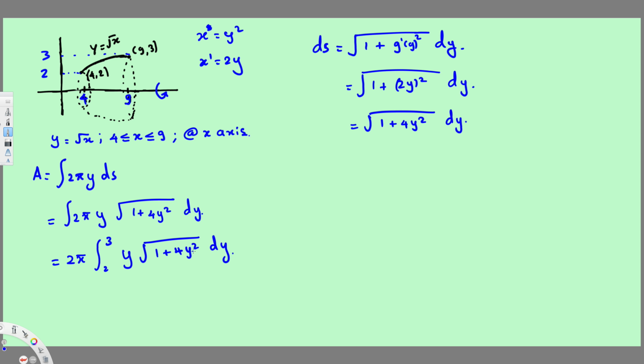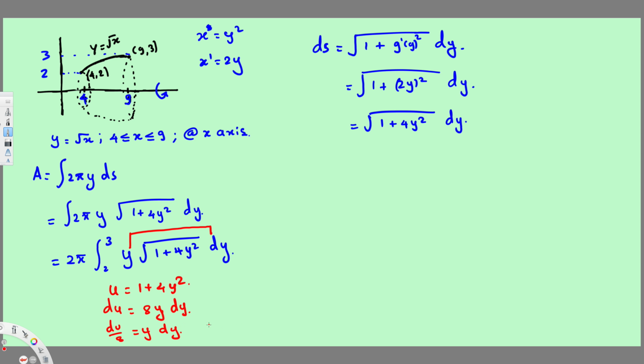If you notice, the derivative of this one is outside, so we can do the u substitution right here. So we can pick u as 1 plus 4y squared, and if you find du, that's going to be 8y dy. Right, but we have y dy, so we have to replace y dy. So let's change this one into y dy. This is going to be du by 8, that's going to be equal to y dy.